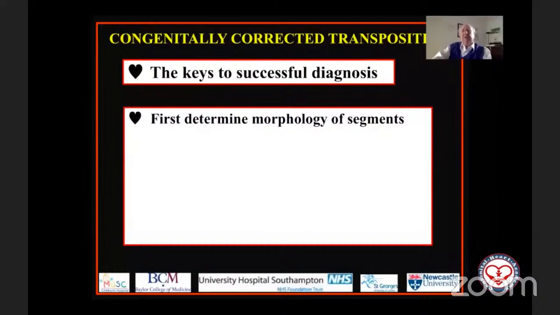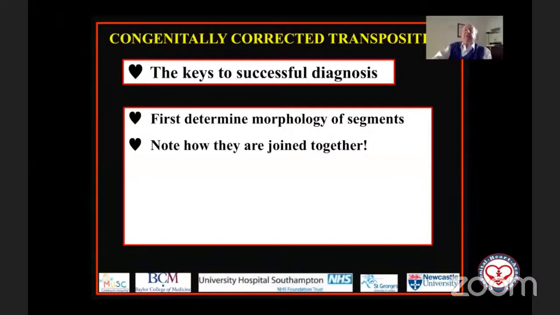So what we've tried to do is put into practice what we told you about sequential segmental analysis. And what you've seen today, when we analyze congenitally corrected transposition, is that first we work out what's going on in the segments, and then we note how they are joined together. And it is the abnormal connections that are the key to this lesion. The two discordant connections cancel each other out, and that is why we have the congenital correction of the circulation.